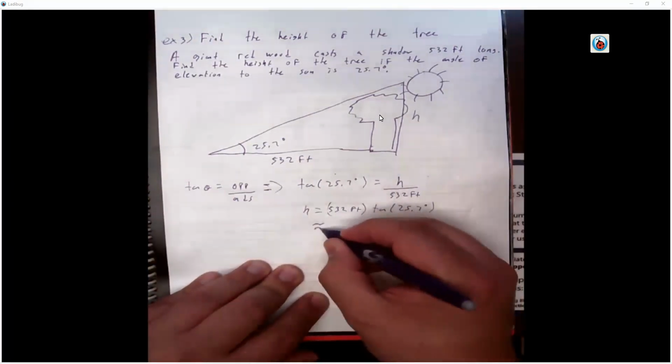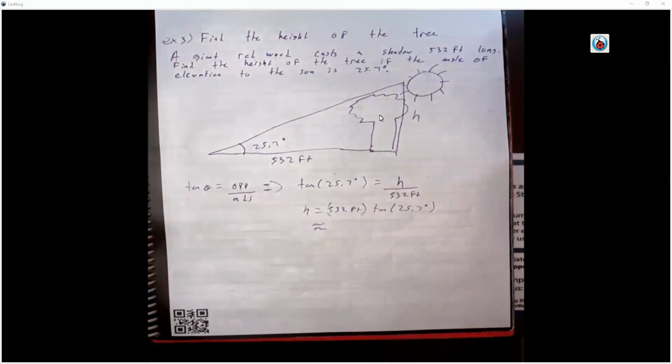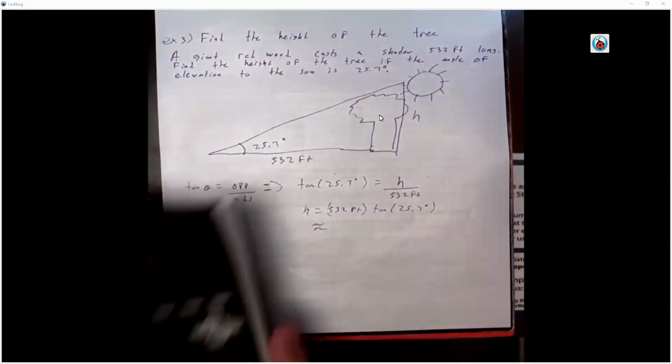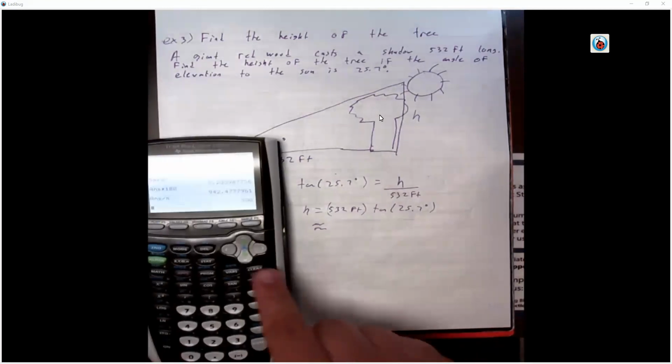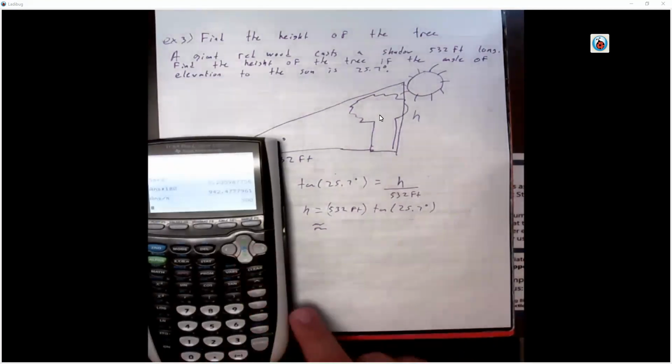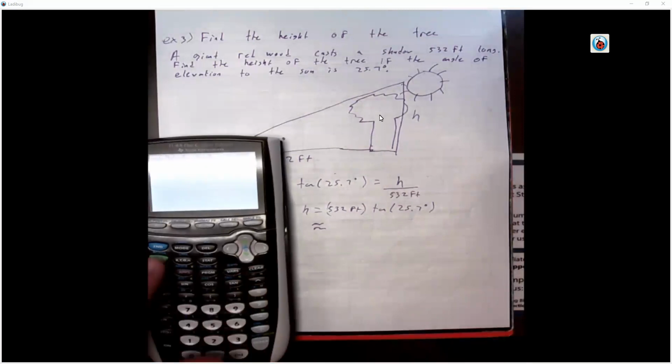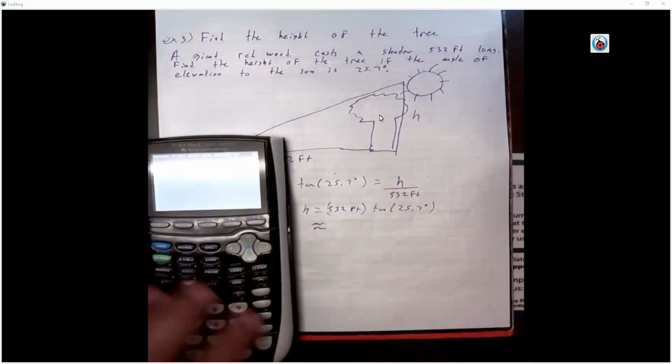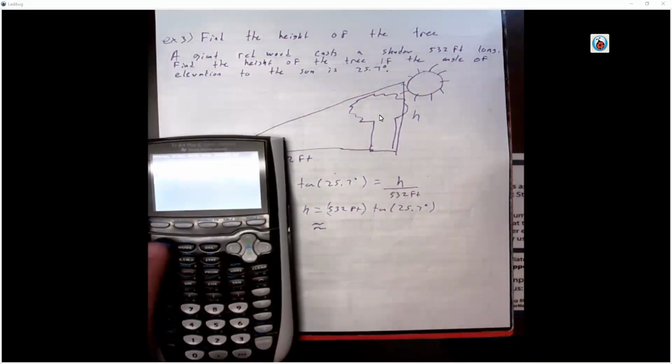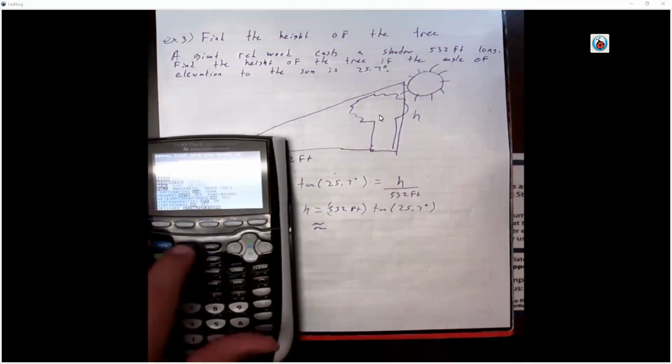So the calculator says 256.03. Make sure that we're in degrees, right? Double check yourself. Always double check before you write that down, right? Am I in degrees? Yes.